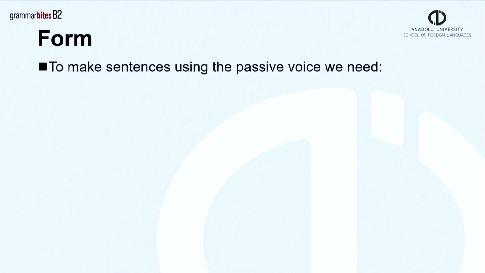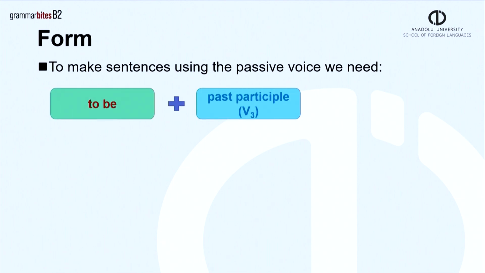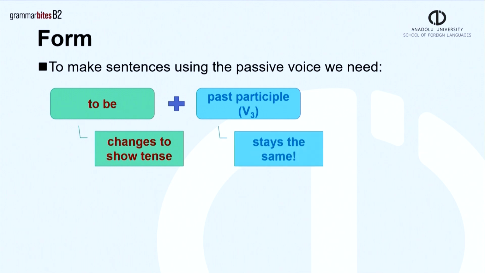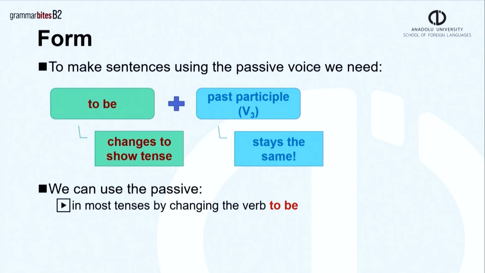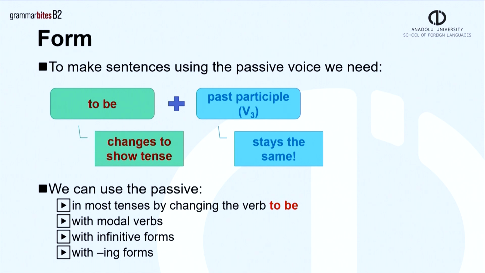Here's a quick reminder how we make the passive. We use to be plus the past participle of the verb, or verb 3. To be changes to show tense, but we always use the third form of the verb. We can use the passive in most tenses by changing the verb to be. We can use it with modal verbs. We can also use it with infinitive forms and ing forms.